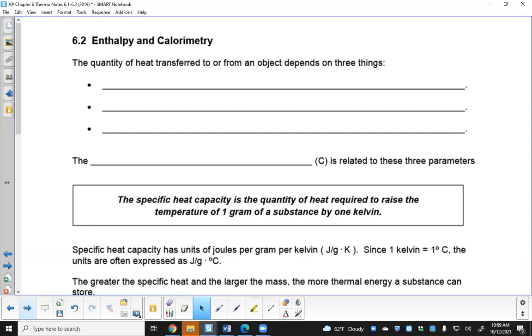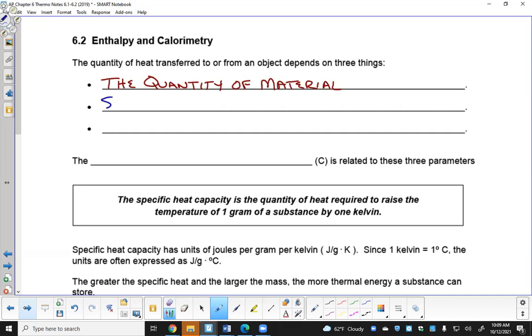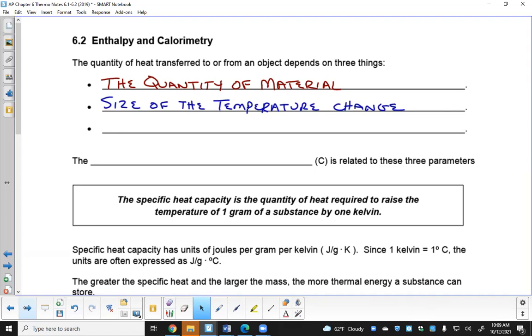The quantity of heat transferred to or from an object depends on three things. Number one, the quantity of material. Number two, the size of the temperature change. And number three, the identity of the substance.